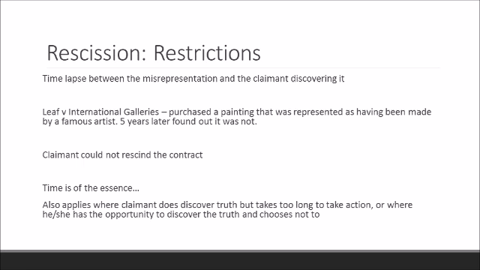Now, this may seem unjust, but this was the result for multiple reasons. One of those reasons being that if you're going to pay so much money for something like a painting, you should get professionals to check it to confirm that it is the authentic painting.